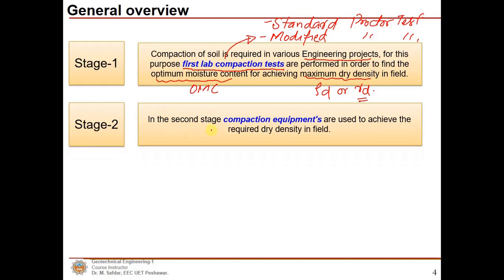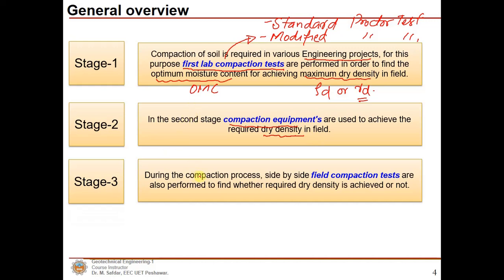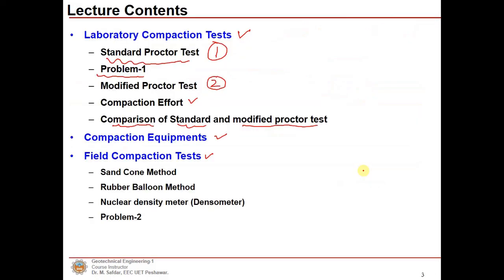Then in stage 2, compaction equipments, different types of rollers, are used to achieve the required dry density or the unit weight. In stage 3, during the compaction process, we perform field compaction tests, which are the rubber balloon method, sand cone method, and nuclear density meter, or they usually call that densometer as well.